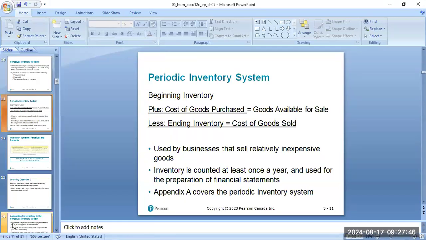Inventory in this case is counted at least once a year. Most likely it will be counted every month at the end of the month, and then we're going to prepare the financial statement. We're going to cover this periodic inventory system later today.